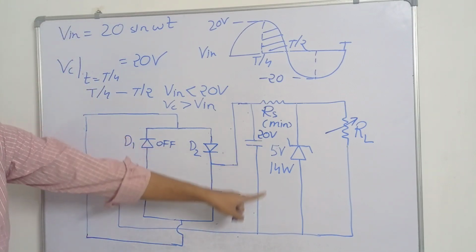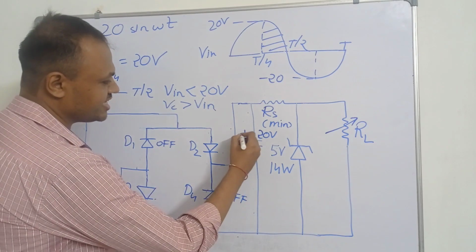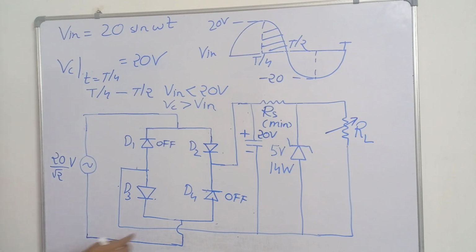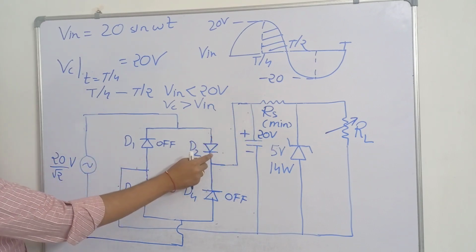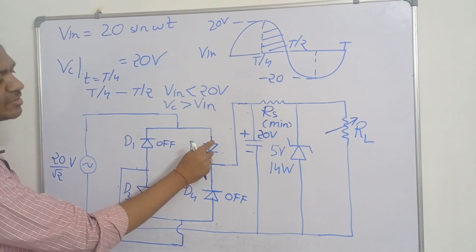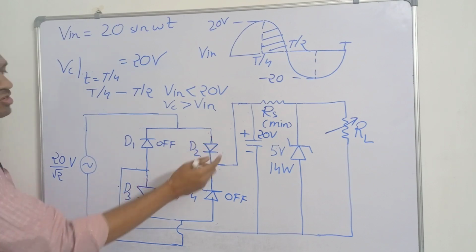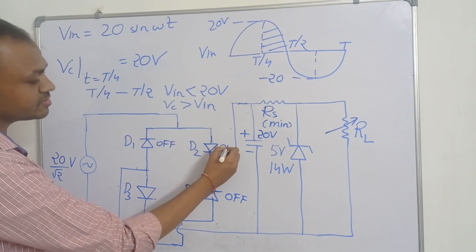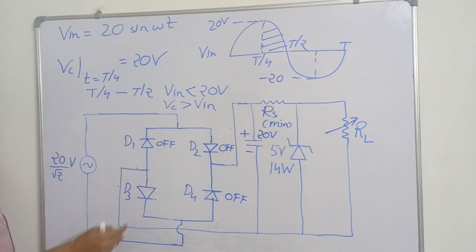But now this capacitor is also connected to D3. This is negative, this is positive. So now this negative 20 volt is connected to the P terminal of D3 and this positive 20 volt is connected to the negative terminal of D2. So at D2 this voltage is less than 20 volt, this is 20 volt. So now D2 will also be off because the P voltage is less than the N voltage.